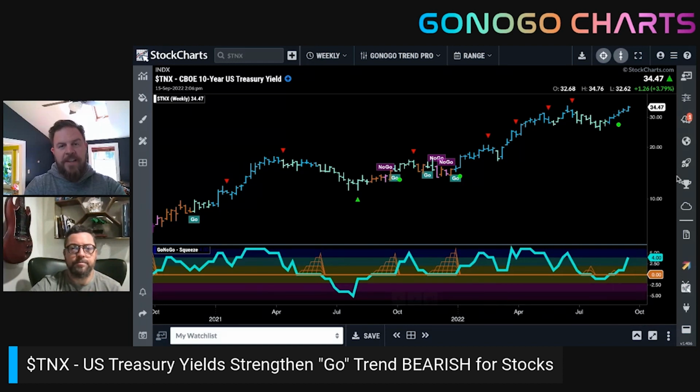Now, keep in mind, rates are moving inversely to the price of bonds. So we're seeing a sell-off in bonds and a rising rate environment. Obviously, the headwind for stocks here is that removal of liquidity from the markets. More expensive access to capital is going to continue to slow down the economy.